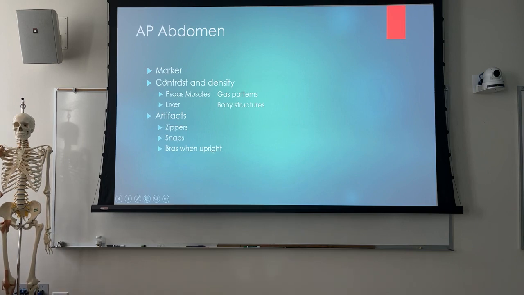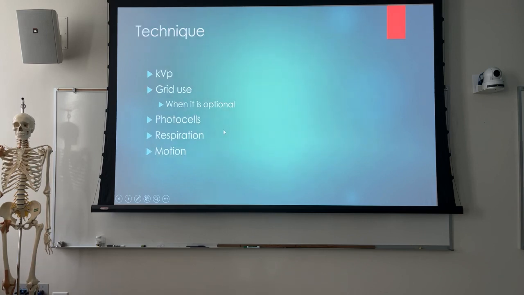So contrast and density, things that we're going to look for is psoas muscles, the liver, if you can see the liver, gas patterns, bony structures. Make sure, just like on a chest x-ray, that we're looking out for the things that would show up. Zippers. A patient comes in a jogging suit, you're going to have a tendency to say, well, the zipper is plastic. Yeah, but the metal, the toggle, is going to be metal. So those got to come off. Snaps, bras when the patient's upright, or decubitus.